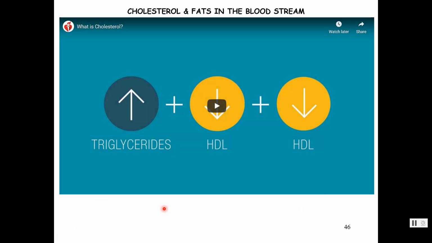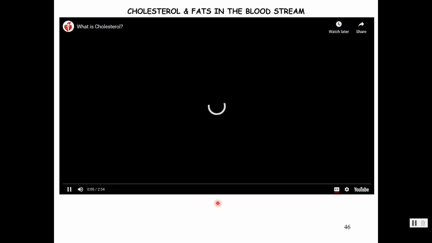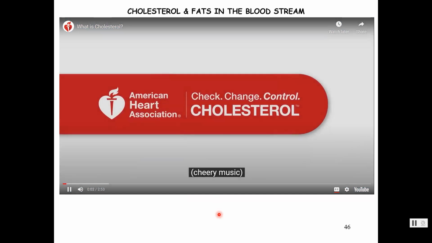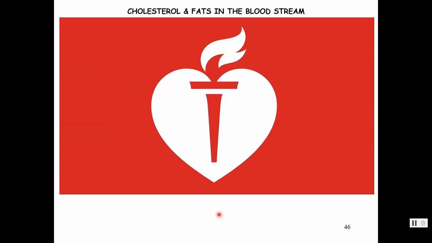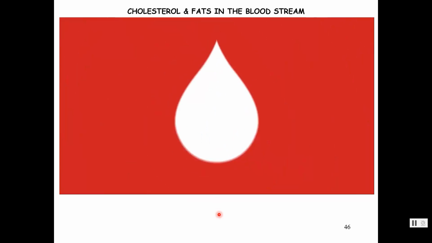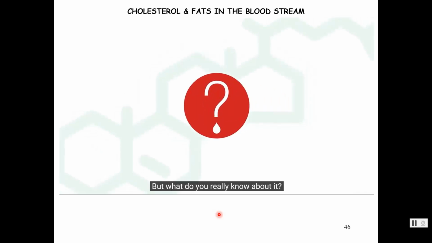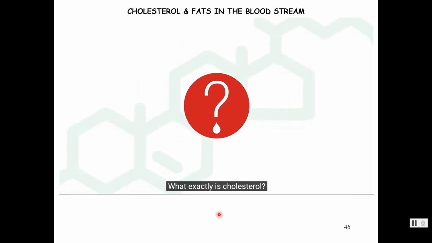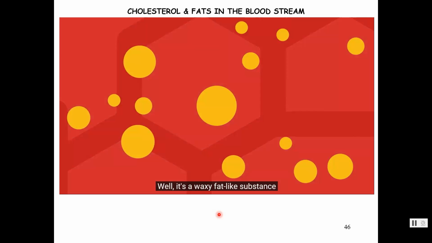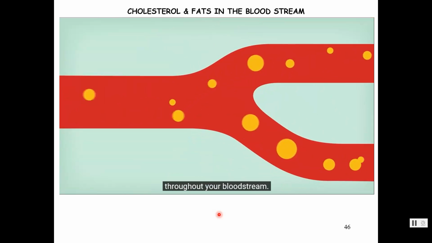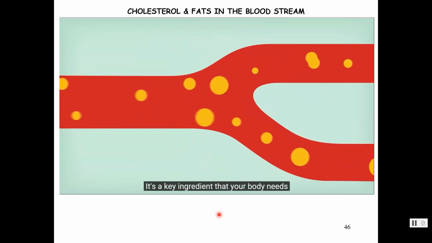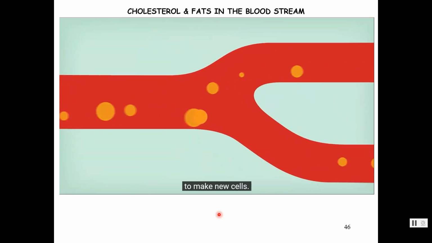All right, so we do need to take a little detour and talk about cholesterols and fats in the bloodstream. Cholesterol. It's essential to your well-being. But what do you really know about it? Let's start with the basics. What exactly is cholesterol? Well, it's a waxy, fat-like substance that's made in your liver and travels throughout your bloodstream. It's a key ingredient that your body needs to make new cells.